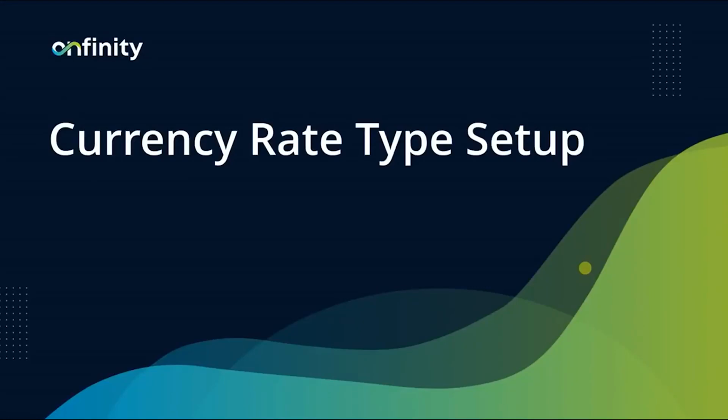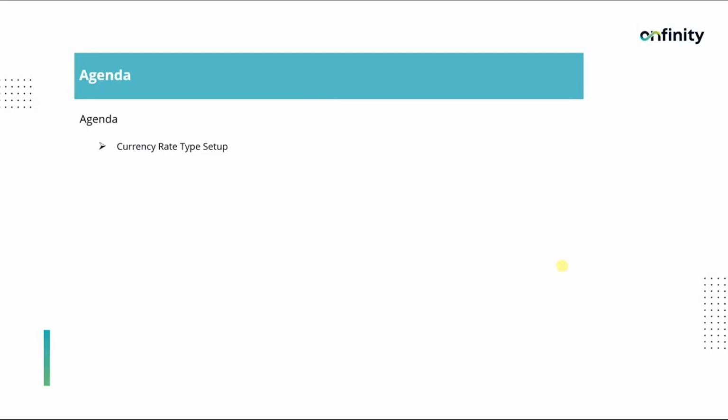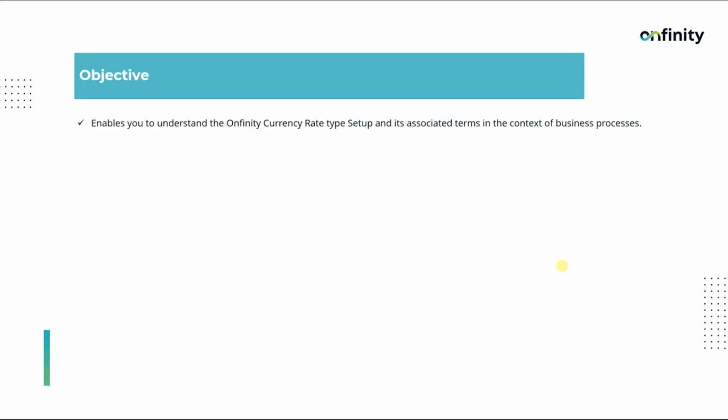Hello, everyone. In today's session, we are going to understand what currency rate types are and how to set them up in Onfinity ERP. The agenda is to explore the setup process of currency rate types. The objective is to help you understand how currency rate types function within the Onfinity ERP and their relevance in the context of business processes.